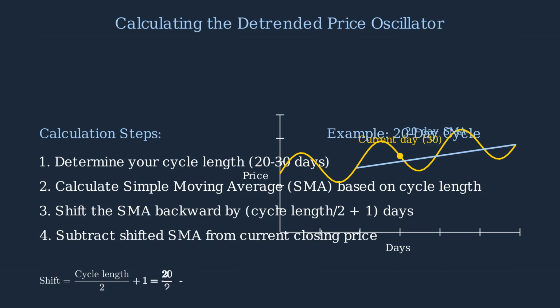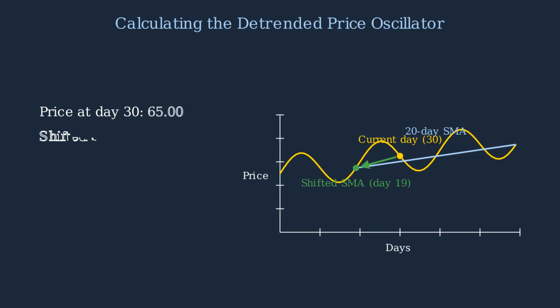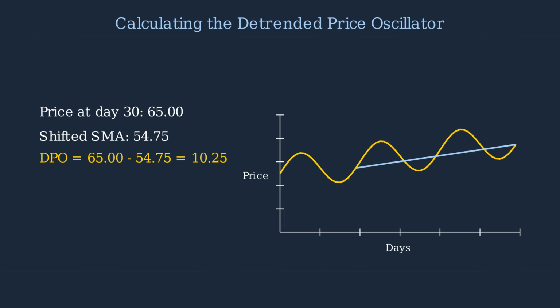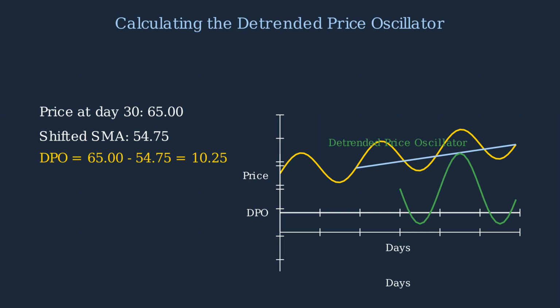Step 3. We shift this SMA backward by a specific number of days. For a 20-day cycle, we shift by 20 divided by 2 plus 1, which equals 11 days. So we look back 11 days from our current position to find the corresponding SMA value. Step 4. We subtract this shifted SMA value from the current closing price. The resulting Detrended Price Oscillator shows the cyclical component of price movement without the trend.